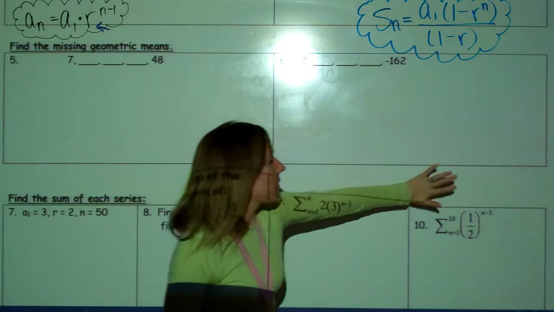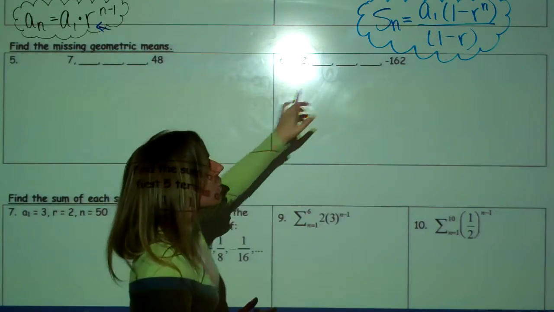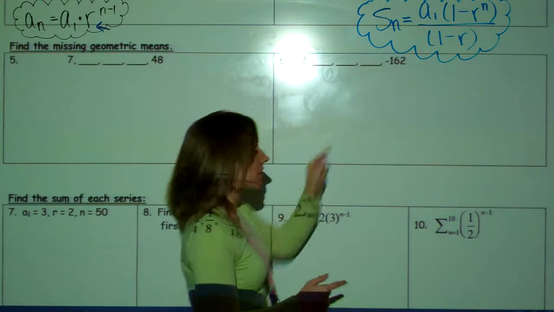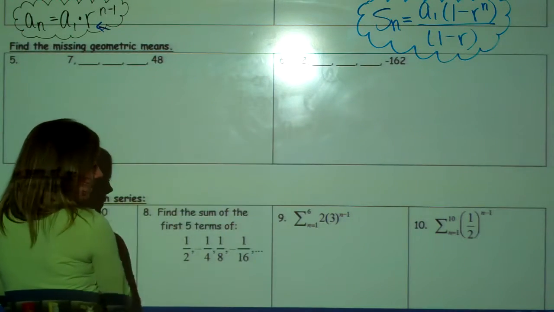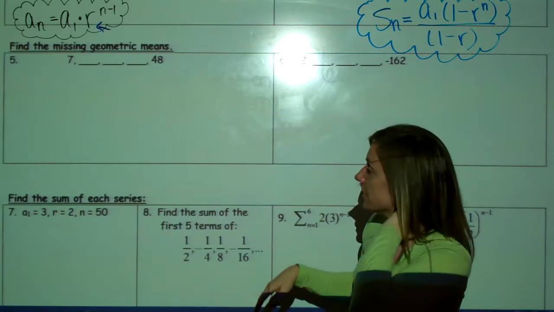If this was your paper, I would write it right here, but I'm going to scroll and it's going to show up right here. So if you want to write the sum formula, I would write it right here because that's the formula we're going to use for those problems. I just know I'm going to scroll in a couple minutes, okay?